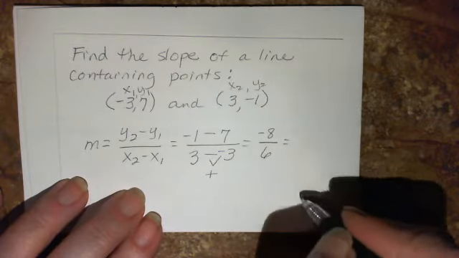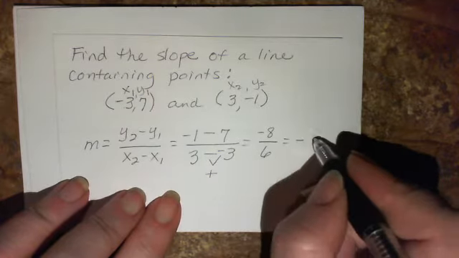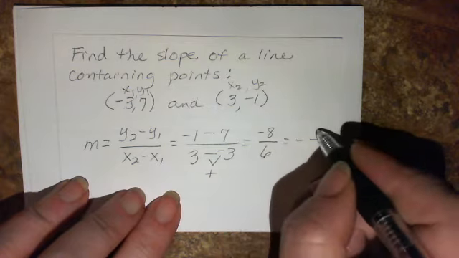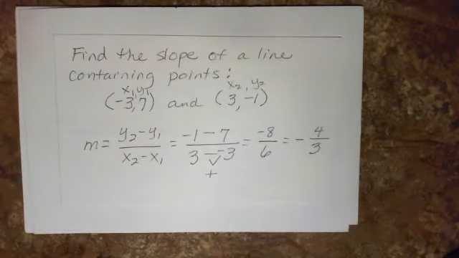And now we have a fraction that we can simplify. It's negative over positive is negative, and 8 and 6 both divide by 2, leaving us 4/3. So our slope is negative 4/3.